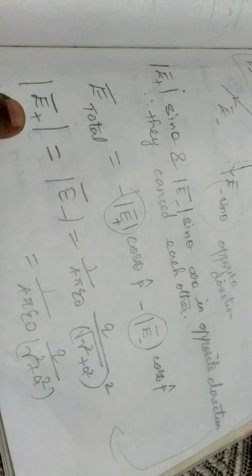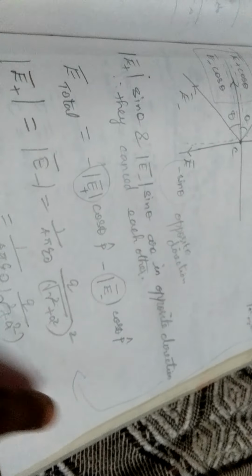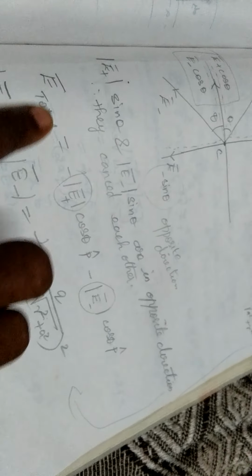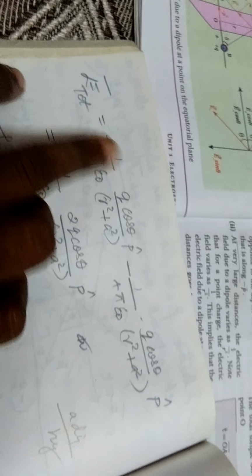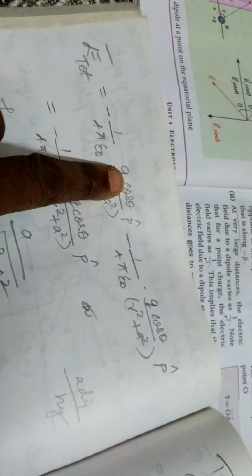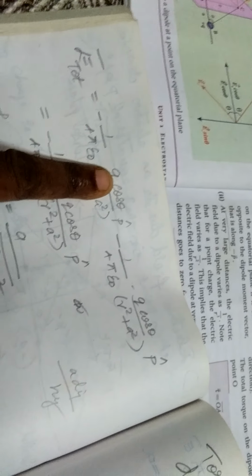Now you have to substitute these values, the modulus of the E vector, positive and negative, into the formula for the total electric field. So we substitute: minus 1 by 4 pi epsilon naught Q by R squared plus A squared.